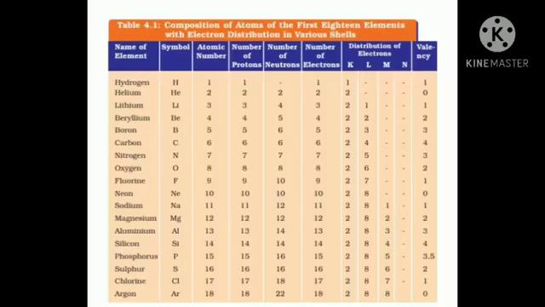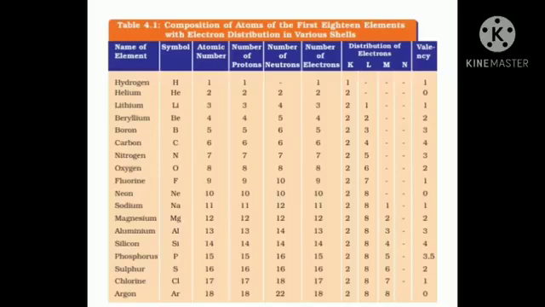Aluminium, atomic number 13. So the number of protons and electrons is 13. Number of neutrons 14. Distribution of electrons 2, 8, 3. 13 is 2 plus 8 plus 3. The valency is 3 as it has 3 electrons in the outermost shell.